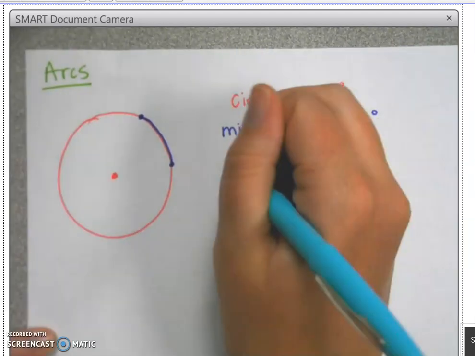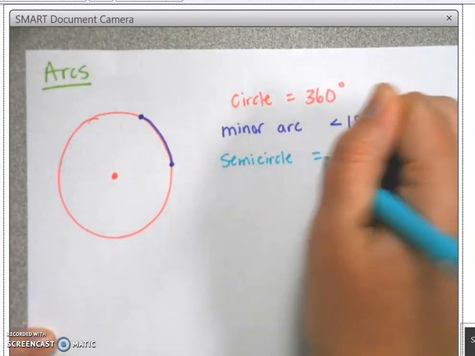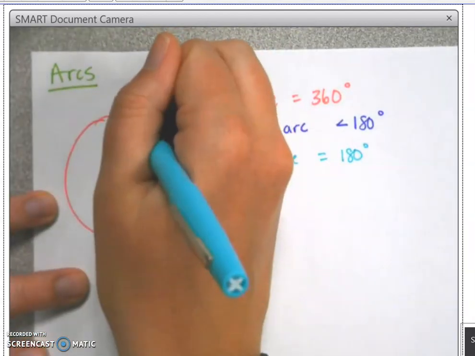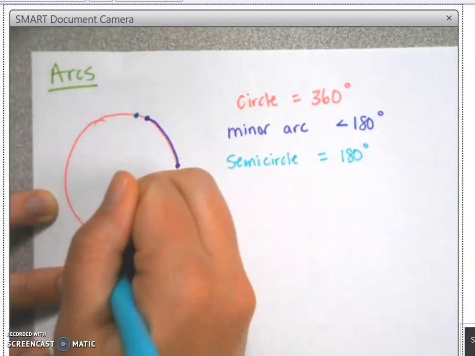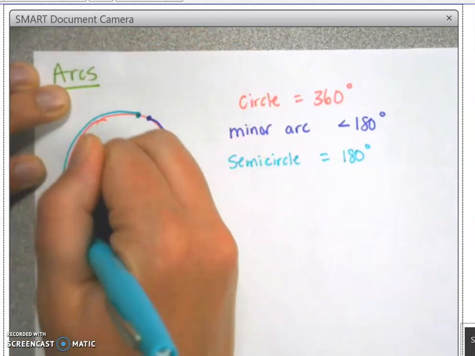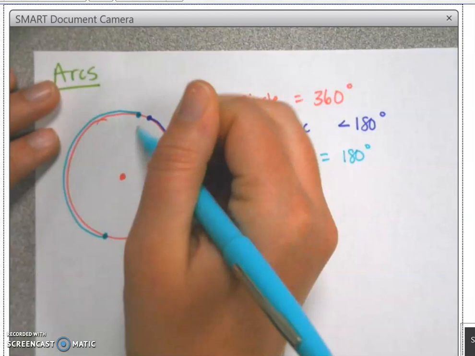It's called a semicircle if it equals exactly 180. So for instance, from here to here, that is a semicircle. It covers half the circle exactly. So if I connected these 2 points, it would make a diameter.